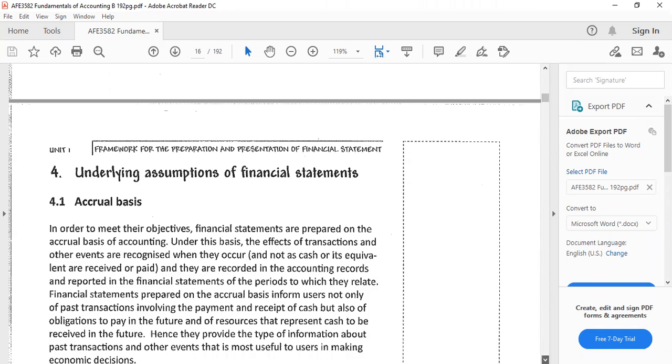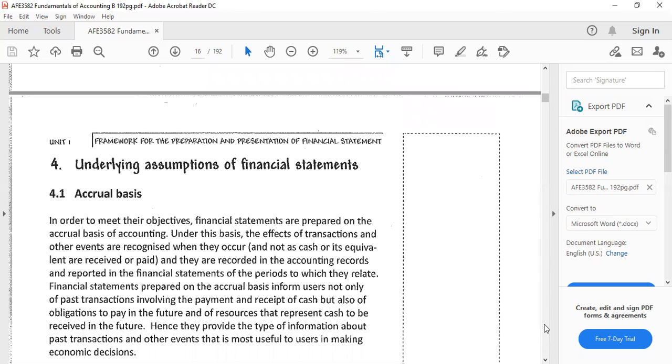Okay. And then we move on to another important thing, which is the underlying assumptions of financial statements. So what do you assume when drawing up your financial statements? We have different assumptions of financial statements. The first one is accrual basis. Many financial statements are drawn up according to the accrual basis. What does accrual basis mean?